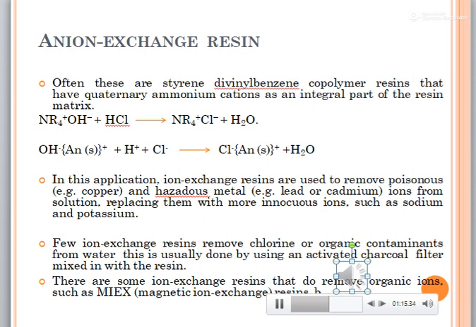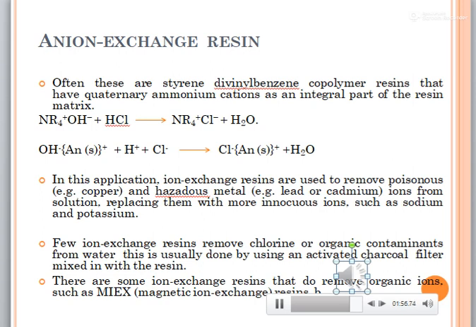Strongly acidic cation exchange resins are used for the removal of water hardness. Weakly acidic cation exchange resins having the carboxylic functional group are useful for removing alkalinity. Alkalinity is basically due to bicarbonate ion species, hence a strong base is needed to neutralize the acid of a weak acid cation exchange resin. In this application, ion exchange resins are used to remove poisonous copper and hazardous metals, lead and cadmium ions from the solution, replacing them with other innocuous ions such as sodium and potassium that are not hazardous metals.